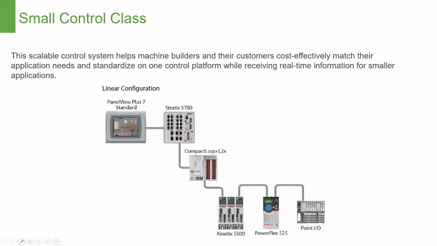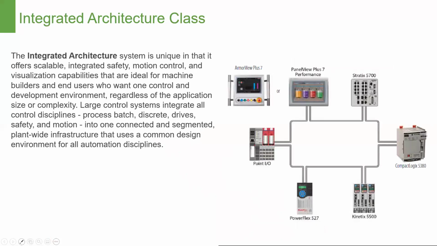So this example here shows the PanelView Plus 7 talking to a L2 Compact Logix through a Stratix switch. And of course, talking to other integrated components such as the PowerFlex and the Point IO, and even a Kinetix motion. So the 7 can definitely do the job. It's just, again, limited to talking to one controller. So therefore, we'll consider that a smaller control situation. And of course, an integrated class or integrated architecture class would probably be suited towards the PanelView Plus 7 Performance.